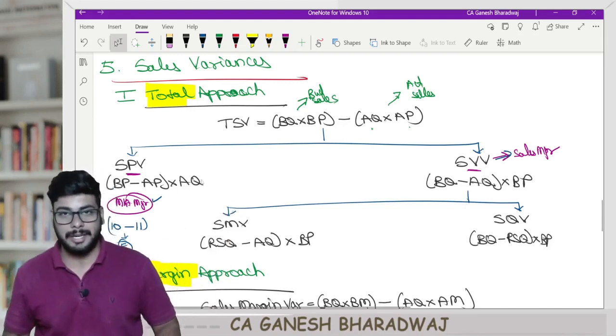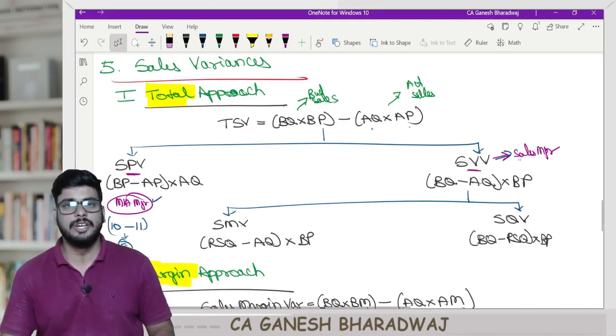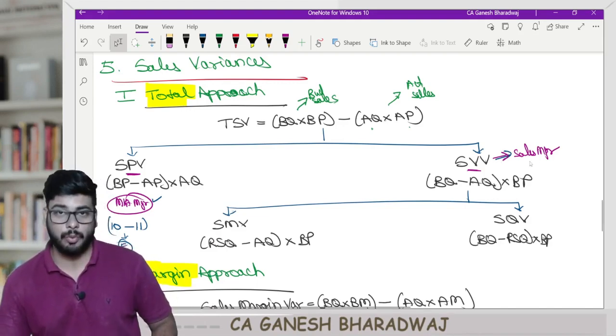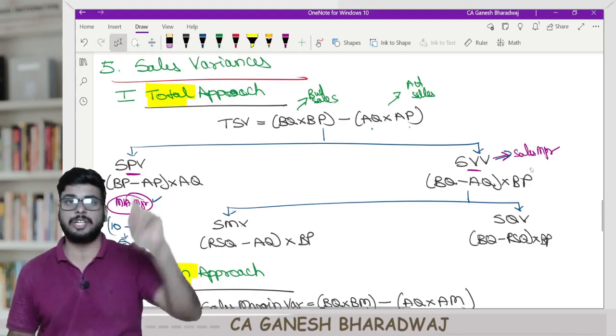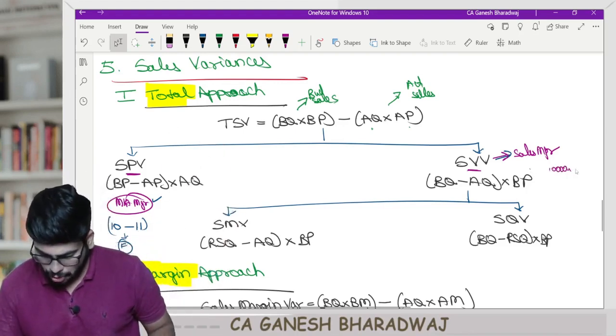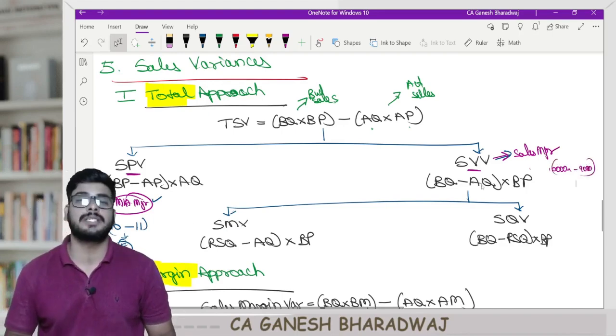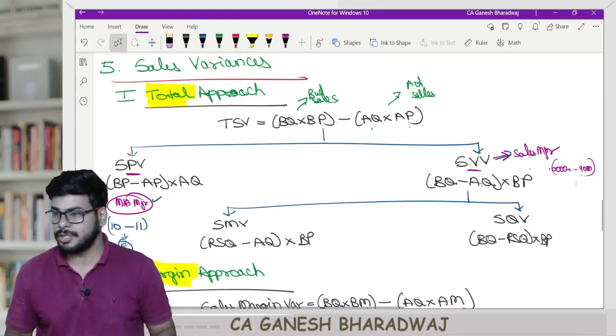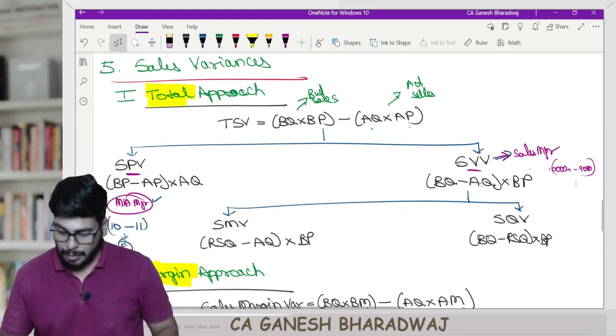Now on the other side, the sales volume variance. Who is responsible for the volume? The sales manager. So budgeted quantity: you should have sold 10,000 units, right? But you have sold only 9,000 units. Are you clear with this? Budgeted quantity minus actual quantity. But I can't leave it in units. I need to convert it into rupees. So multiply it with what?